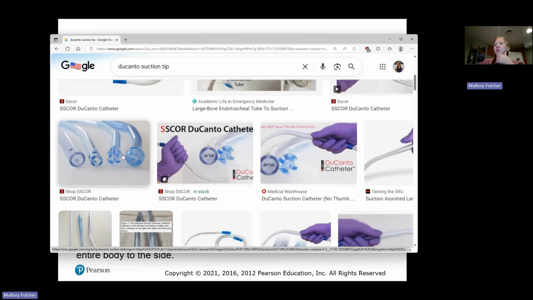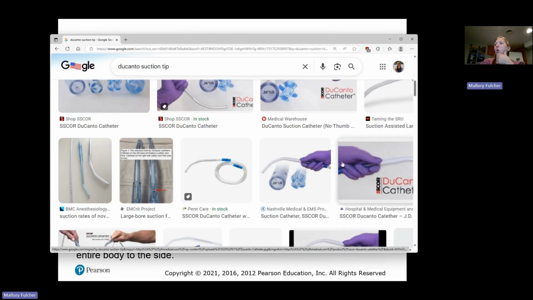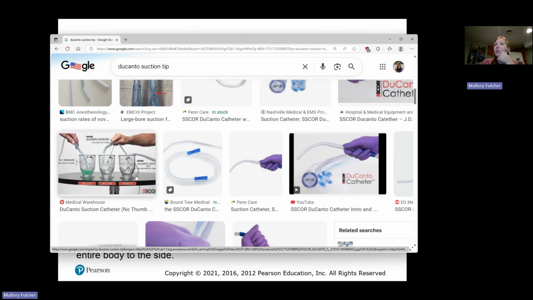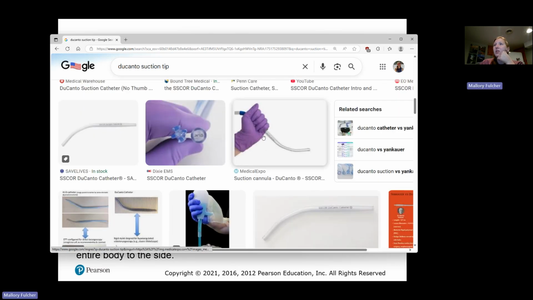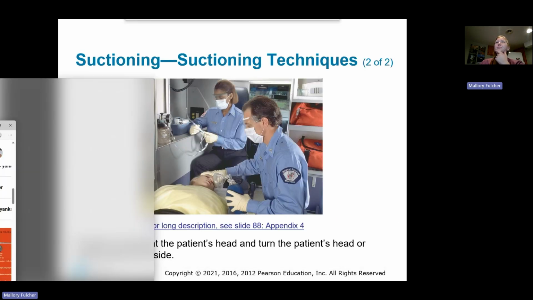in the tips here. These are both, or these, yeah, all three of these, I believe, are Yankauer tips. So you can see the bore is a lot smaller. There is no hole on them. Yankauers have a small hole that you have to cover to create suction, whereas the decanter is one piece, so you don't need to make sure that your finger is placed anywhere specific, whatever is comfortable for you.